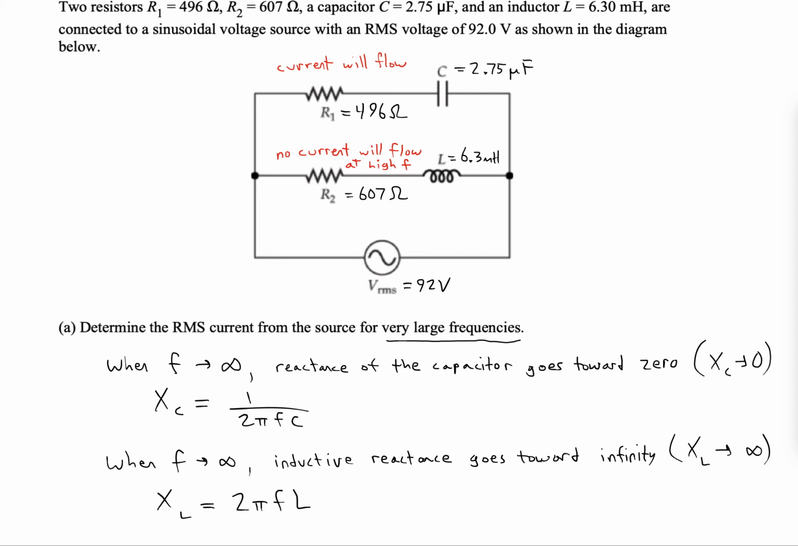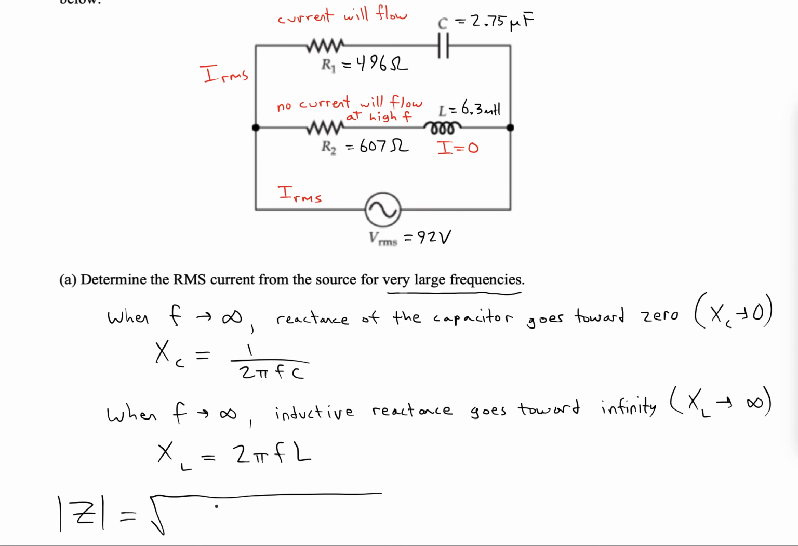But now we can actually solve it. If they want to know the RMS current, we figure, okay, we've got a certain amount of IRMS that's going through the source. No current will flow through the middle branch. That means that whatever current we have will be going through the second top branch. Alright, so we'll use that.